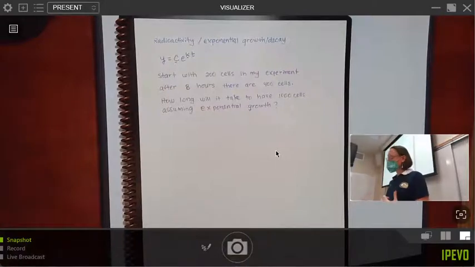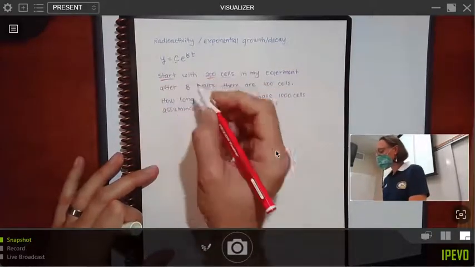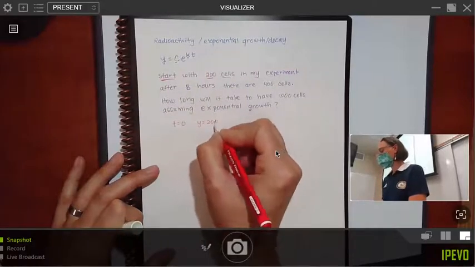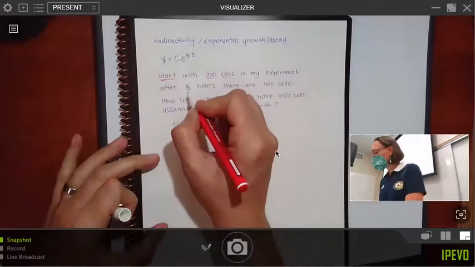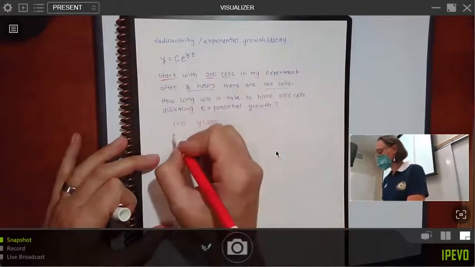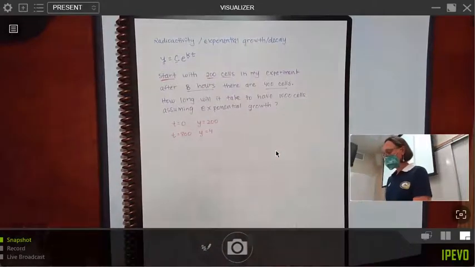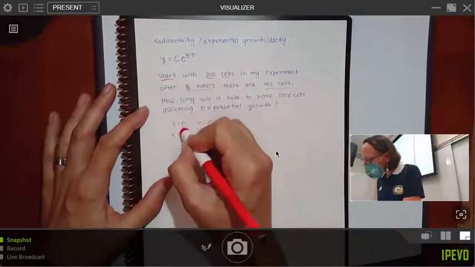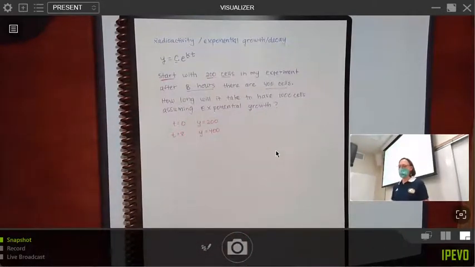So if I'm looking for 2 pieces of information, well, one of them, I've got these 200 cells at the start. That's secretly telling me that when t is equal to 0, y is equal to 200. The other piece of information is that after 8 hours, there are 400 cells. So when t is equal to 8, y is equal to 400. I accidentally wrote 800, I'll just blame it on Friday.